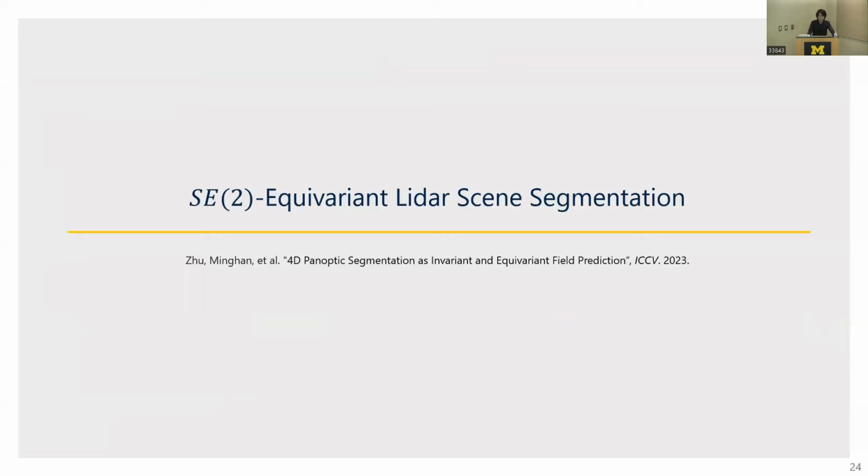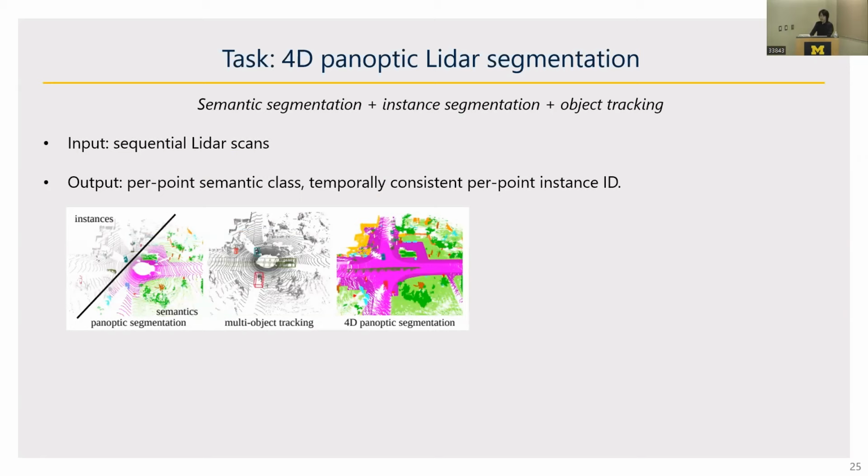So here comes the third part, which is titled SE2 Equivariant LiDAR Scene Segmentation. The task, officially, is actually called 4D panoptic LiDAR segmentation. It is a combination of semantic segmentation, instance segmentation, and object tracking. It takes a few sequential LiDAR scans together as an input, and outputs a per-point semantic class and a temporally consistent per-point instance ID. Here is a visualization of this task. You can see the different colors for different objects, and it is consistent across time for different instances.